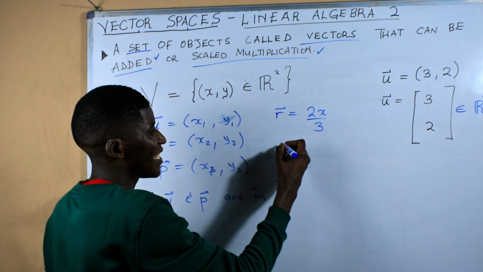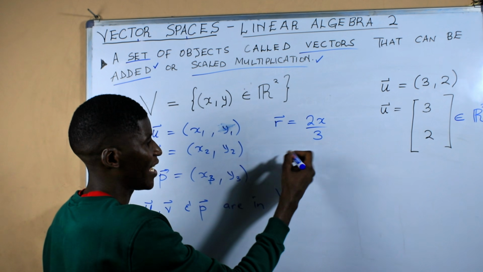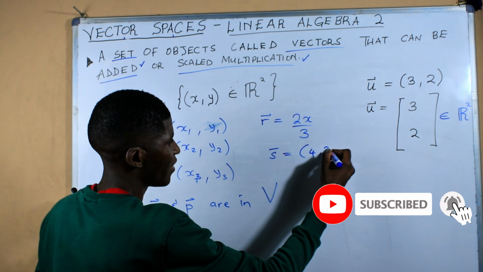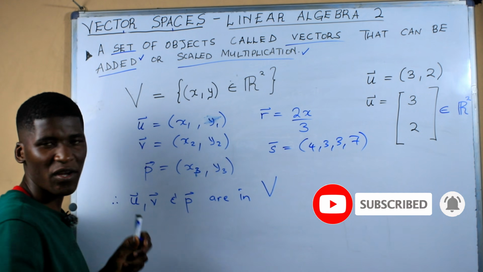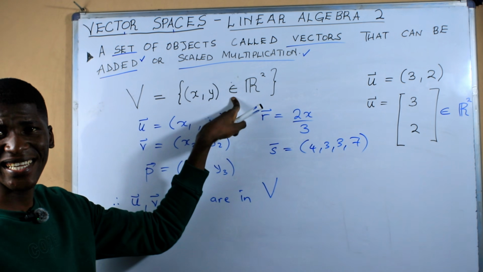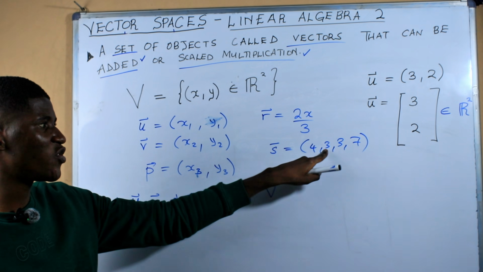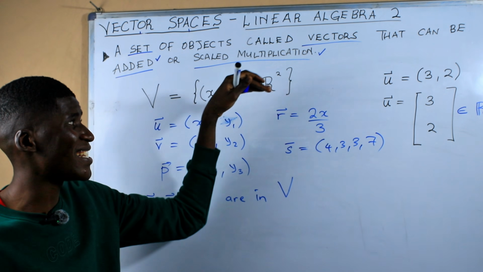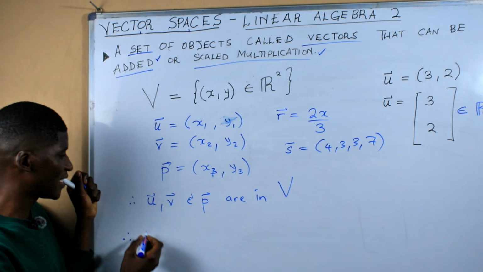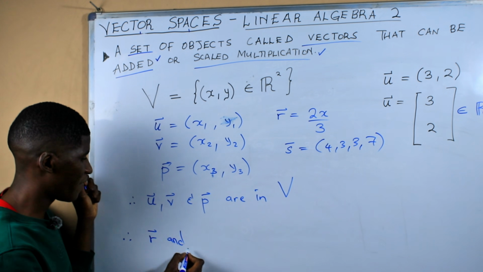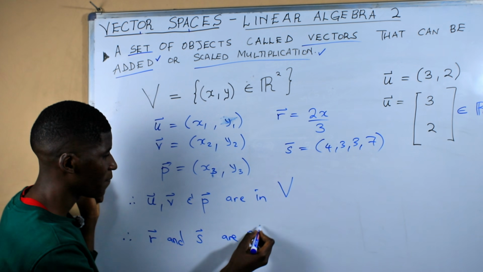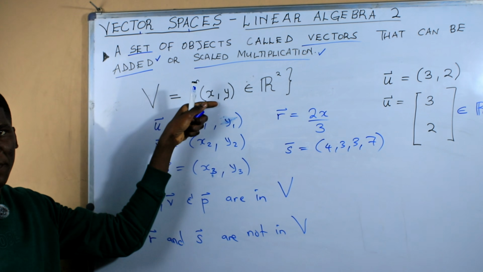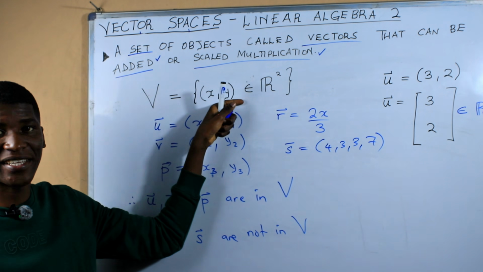If I give you another vector s, with 4, 3, 3, 7 as the components, this s is not inside vector space V, because it has 4 components. It's a different format, so it is not found in this vector space. We can deduce that both vector r and vector s are not in V. They are not found within this vector space, or they do not have the same format as this vector space stipulates.